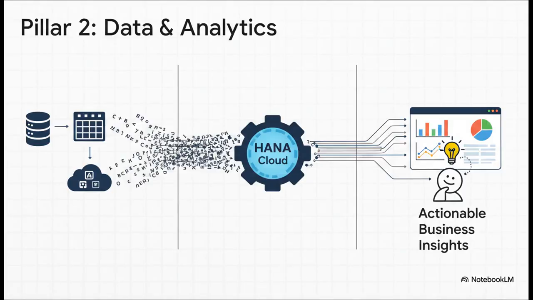Pillar number 2 is all about data and analytics. I mean, every business runs on data, right? So BTP gives you the tools to actually manage it and make sense of it all. This includes a super fast database that's designed for the cloud, plus all the tools you need to spot trends and turn all those numbers into smart decisions.